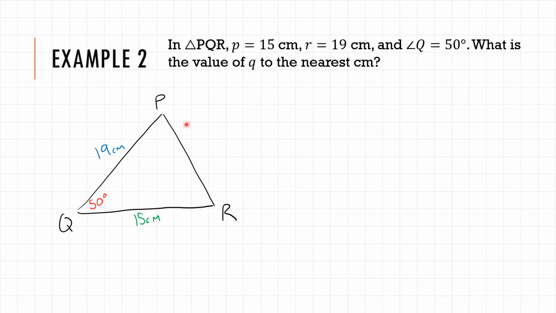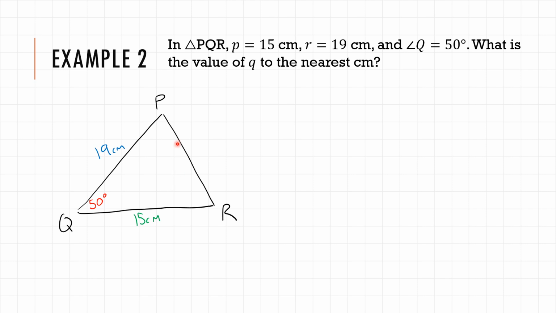Also notice that I did not draw this to scale. This is not a perfect triangle. These side lengths aren't actually 19 and 15. But as long as it's sort of a triangle, I can still use it to solve for other side lengths, and then I can figure out the details later.